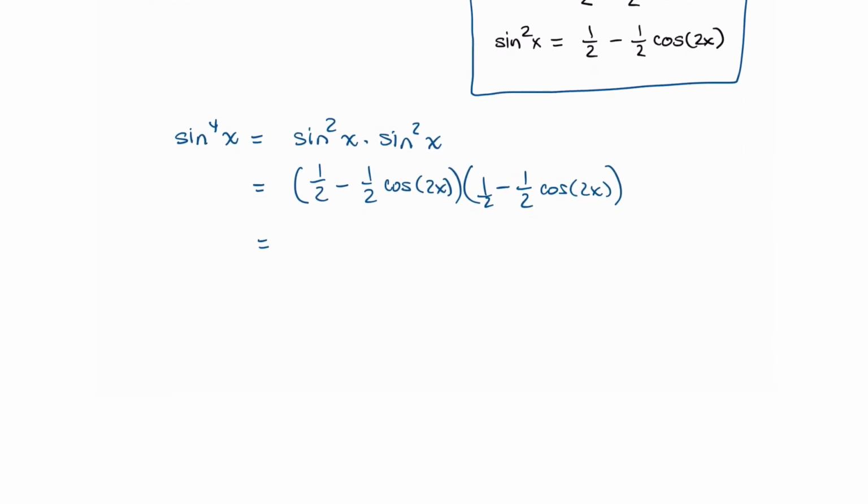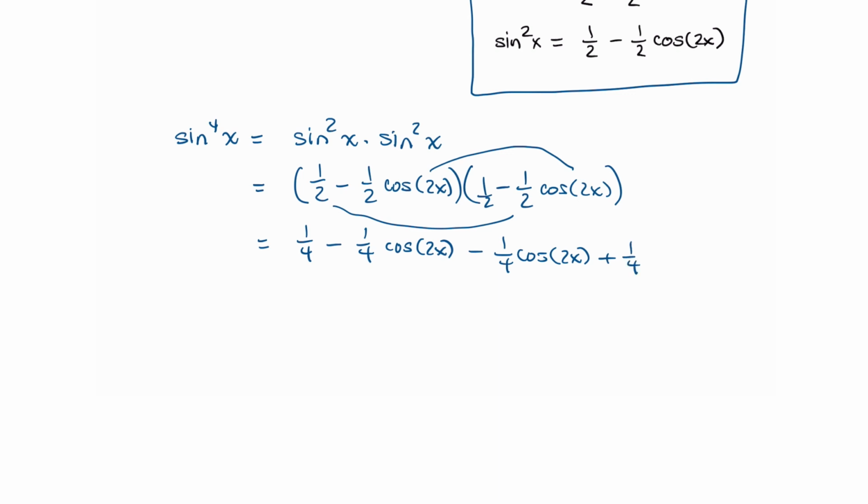So first times a first is 1/2 times 1/2, which is 1/4. Multiplying the outer terms together, we have 1/2 times 1/2, which is 1/4 with a minus sign in front, times cosine of 2x. And it turns out the inner product is the same thing. And multiplying the last times the last, negative 1/2 cosine 2x times negative 1/2 cosine 2x is positive 1/4 cosine squared of 2x.